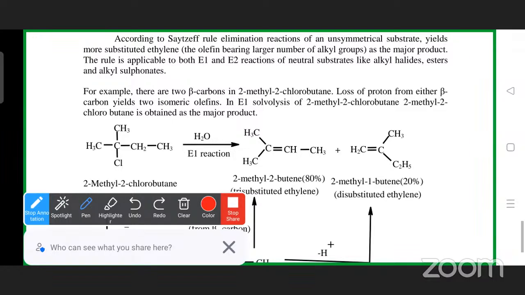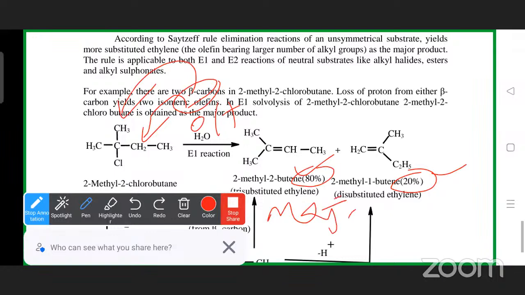Upon reaction of this 2-methyl 2-chlorobutane with a base, the OH minus is going to abstract the proton from this side, or it will abstract the proton from the other side, because on both sides it is possible. So we are getting 2-methyl 2-butene and 2-methyl 1-butene. 2-methyl 2-butene is obtained as 80% and the other as 20%, where this is the major product and this is the minor.